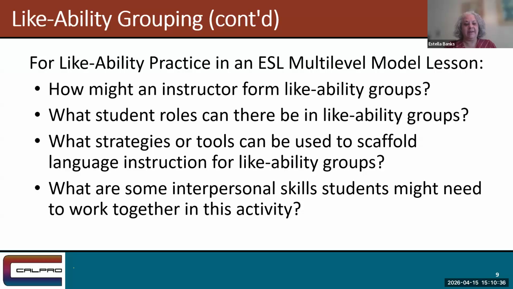Okay, very good. So the next question is, what are some interpersonal skills that students might need when they're working together in this activity? Interpersonal skills.